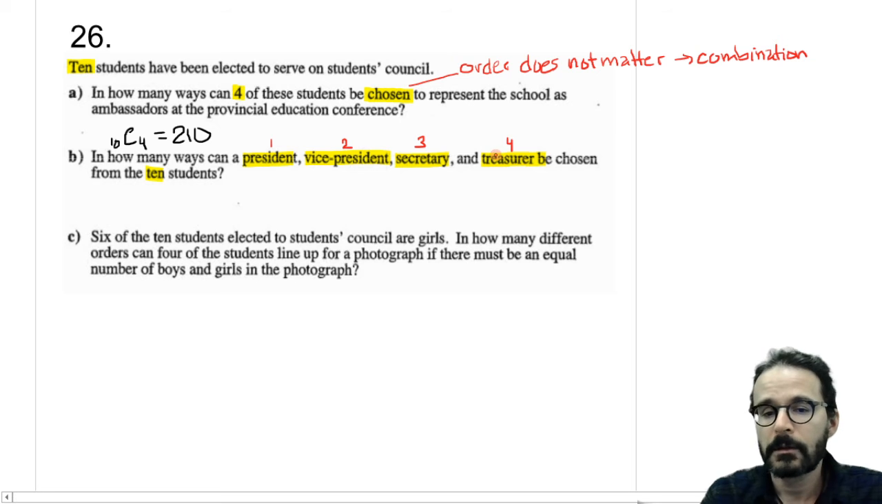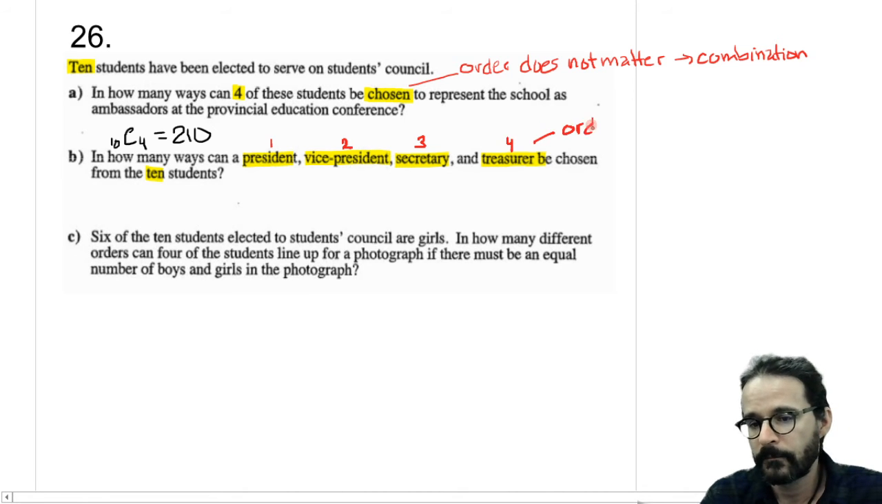If you have, say, a committee where everybody is equal, then the order wouldn't matter. That was basically what we had in question A. We had a group of people, we just needed 4, and everybody is equal. Here, we're selecting 4 people, but they're not all equal. The first person is the president, the second person is the vice president, etc. So the order matters, which means it's a permutation problem.